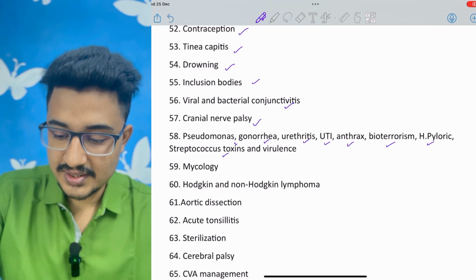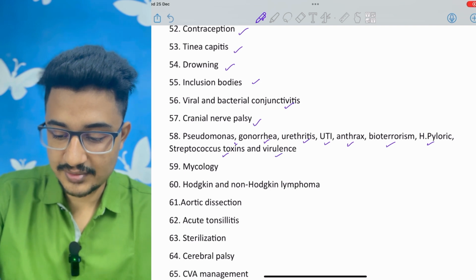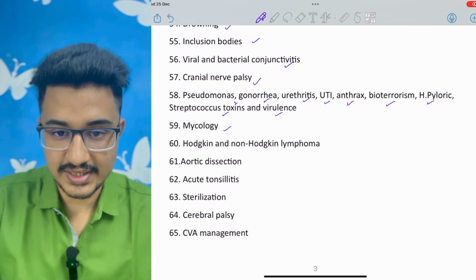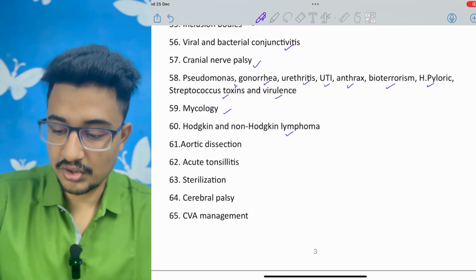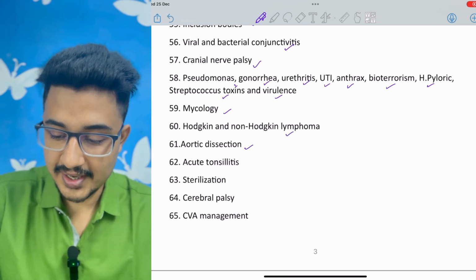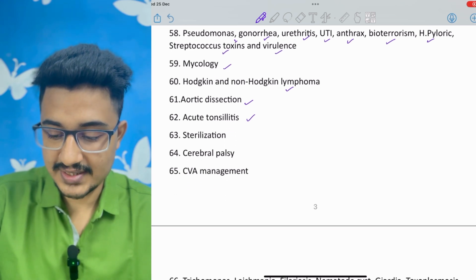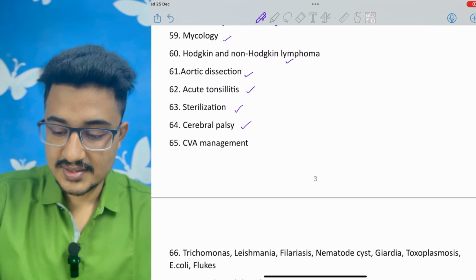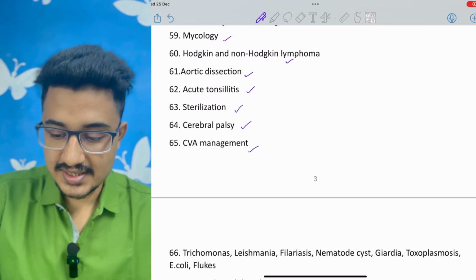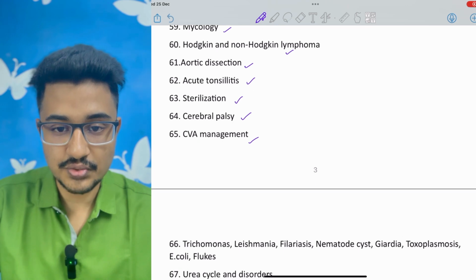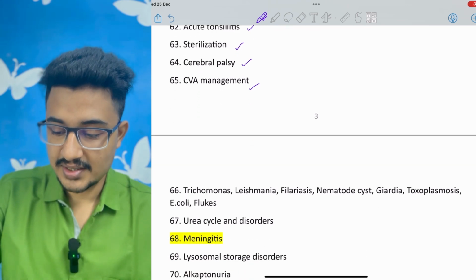H. pylori, streptococcus toxins and virulence. Mycology, the whole of mycology is important for NEET PG and INICET. Hodgkin's and non-Hodgkin's lymphoma, aortic dissection questions are asked. Acute tonsillitis, sterilization, cerebral palsy, CVA management, especially when you do thrombolysis and when you avoid thrombolysis.